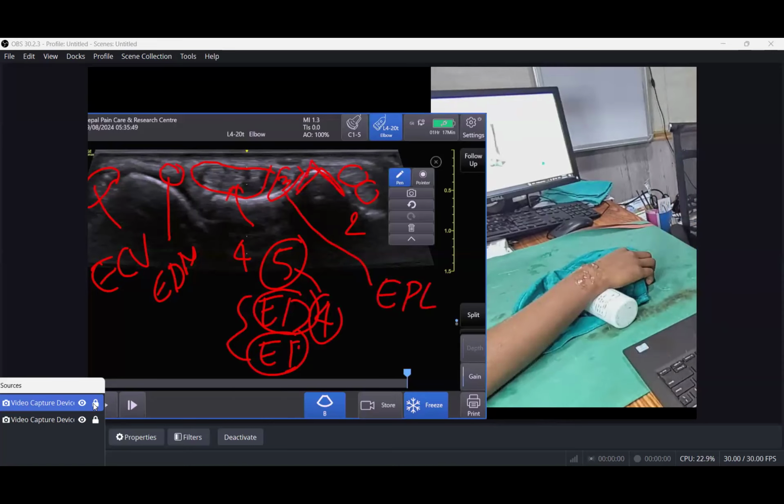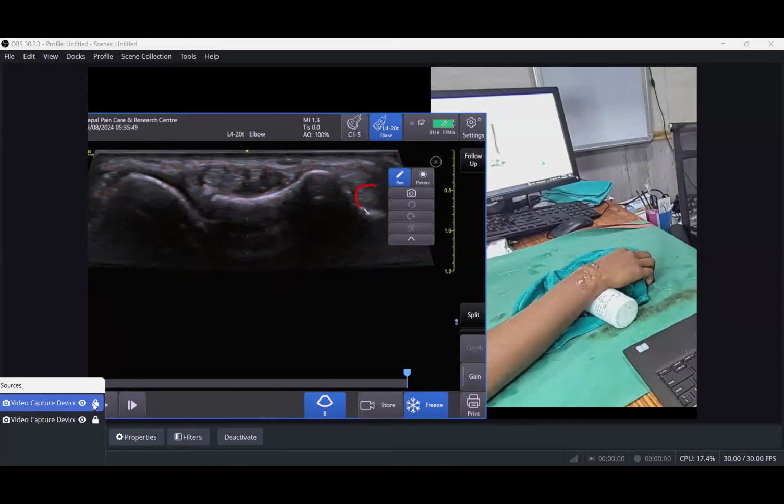So lateral to the Lister's tubercle, there are 2 tendons. One is extensor carpi radialis longus and another one is extensor carpi radialis brevis. Can you see 2 different tendons here? Second compartment. So this is Lister's tubercle. This one is the 3rd compartment, only one. So this whole part is the 4th compartment. Here there are 5 tendons.